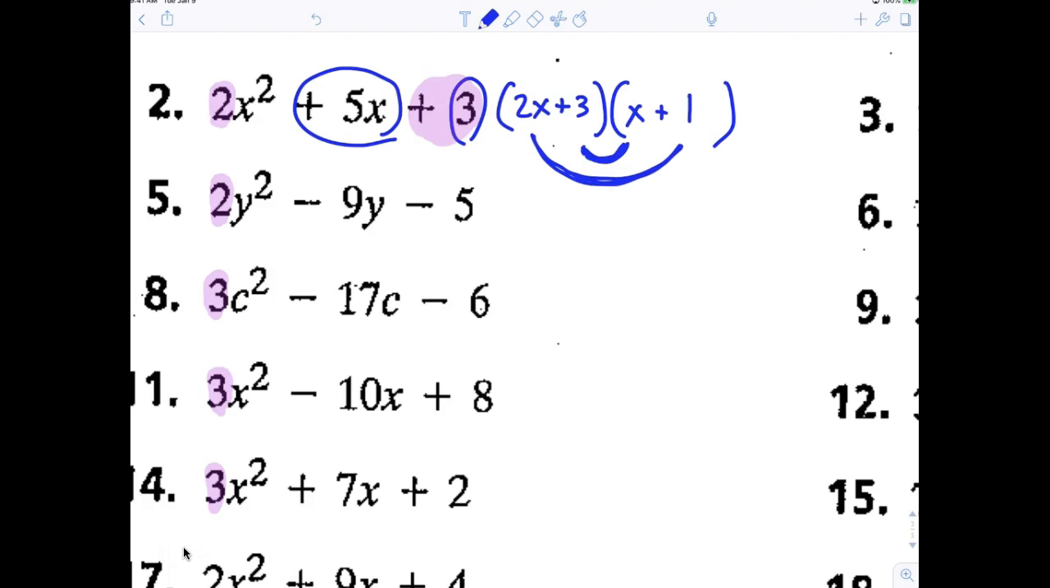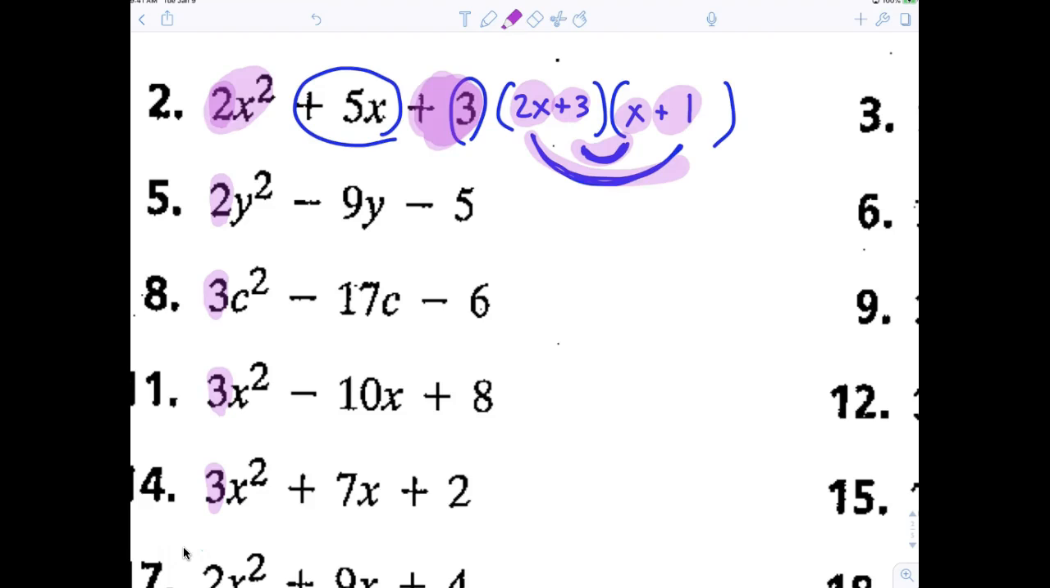Now how do I know that's right? I know that's right because a positive 3 times a positive 1 gives me that positive 3. I know that 2x times that x gives me that 2x squared, and then the middle term works out. 3 and 2 makes 5. It's kind of annoying, but as you do them, as you go down, you'll start to get the hang of it. It really isn't that hard.